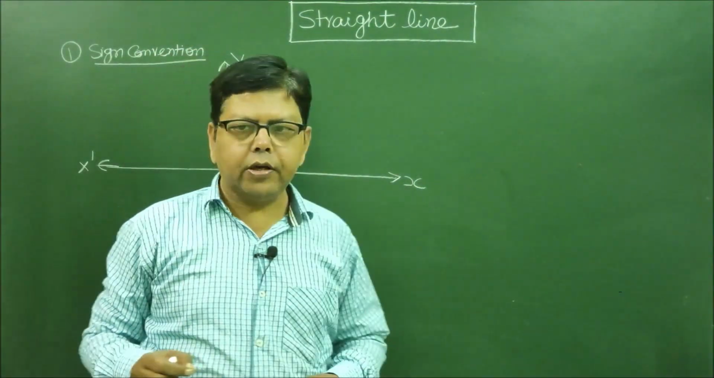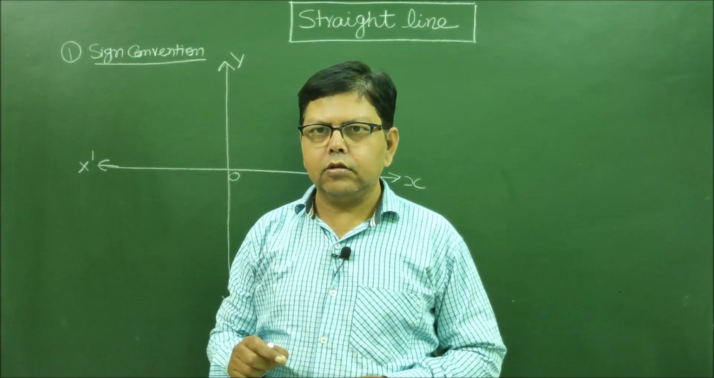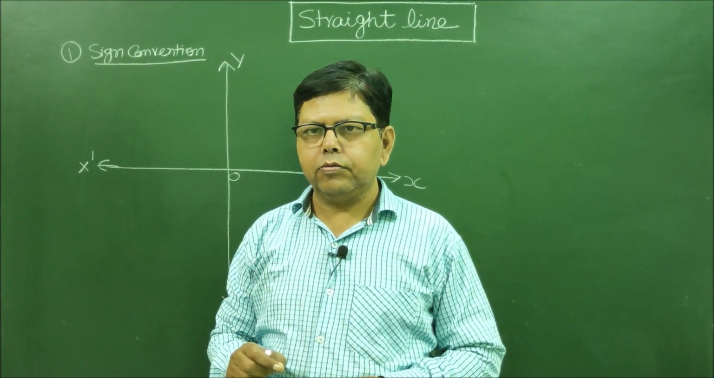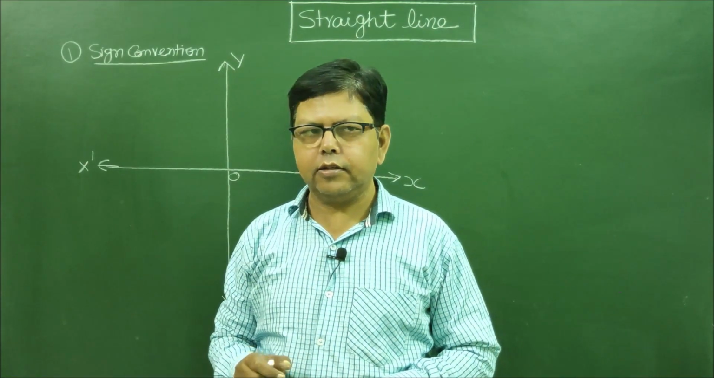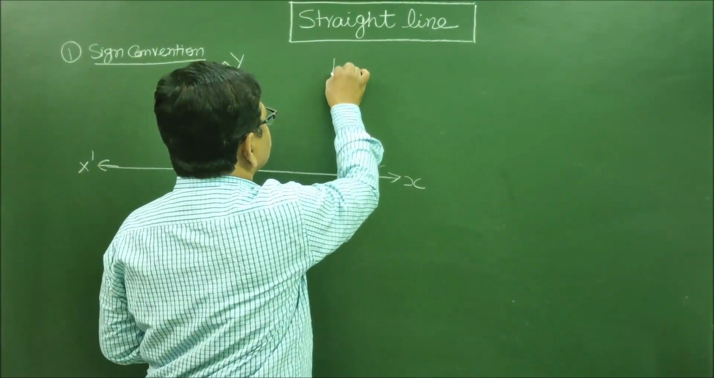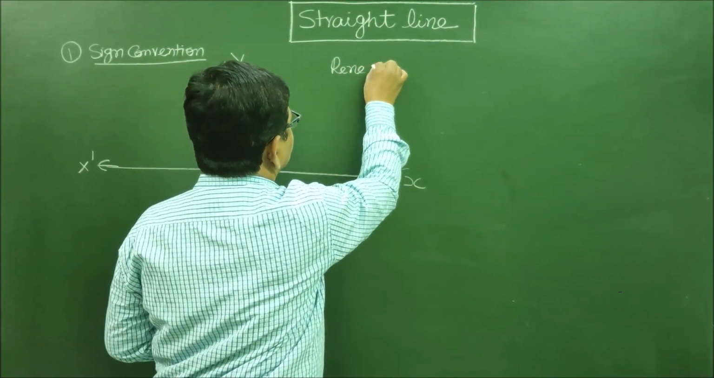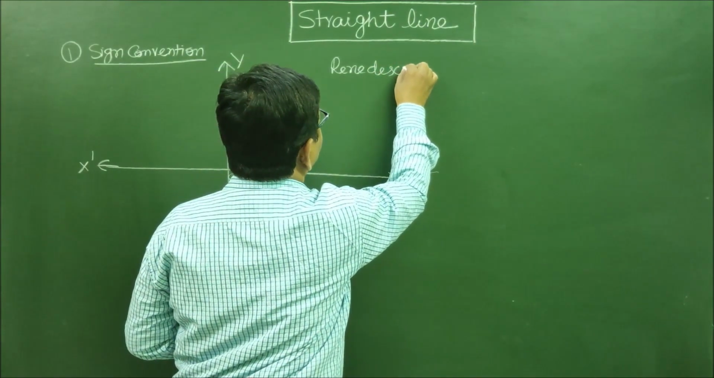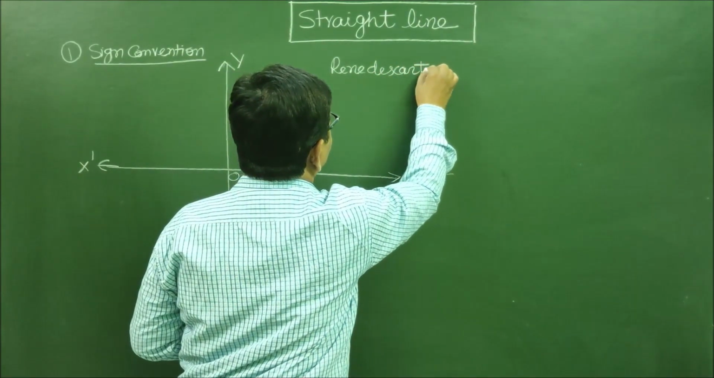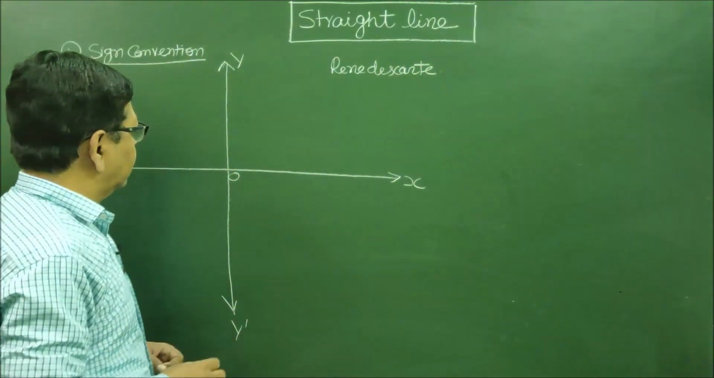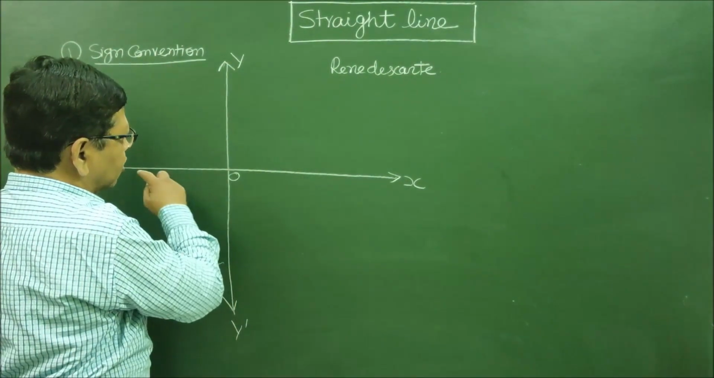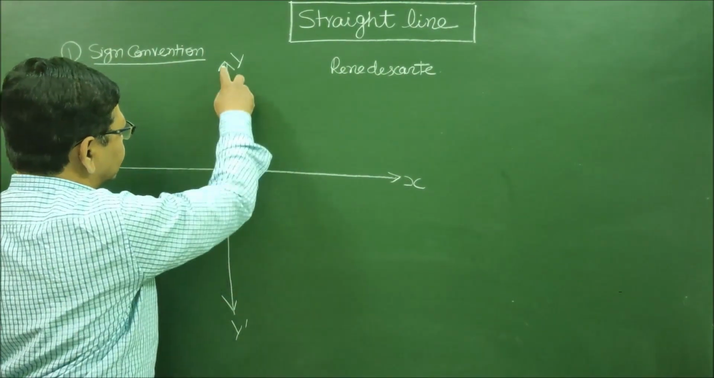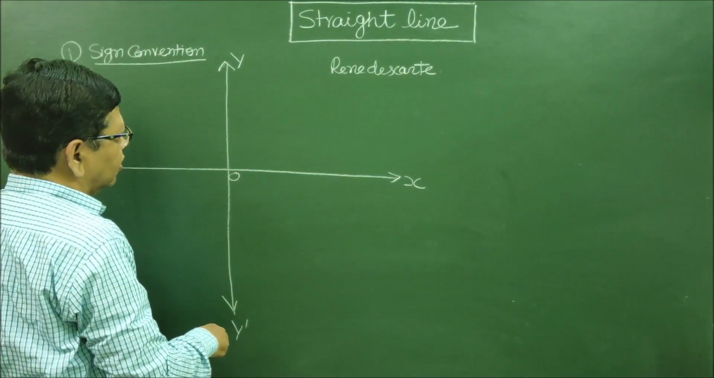This topic was first introduced by French mathematician René Descartes. In this coordinate system we draw two perpendicular lines. The horizontal line is called the x-axis, the vertical line is called the y-axis.